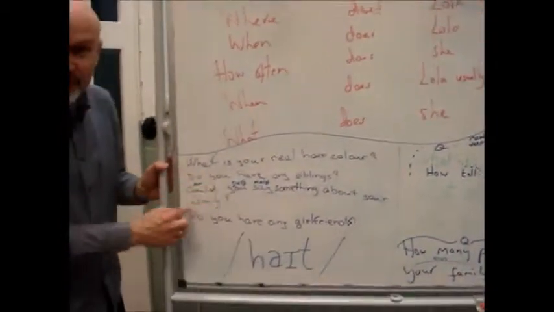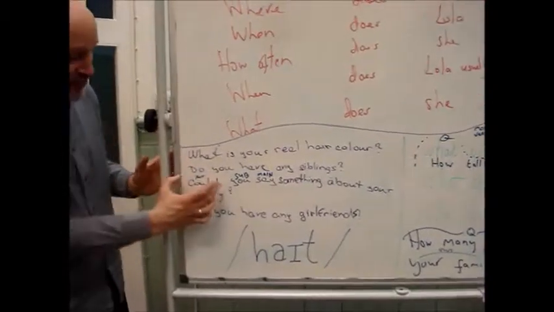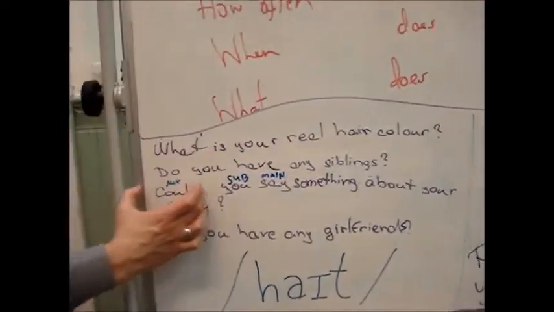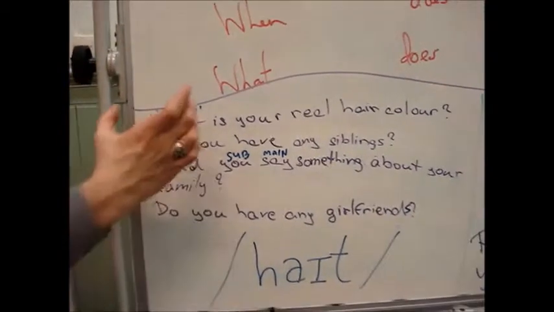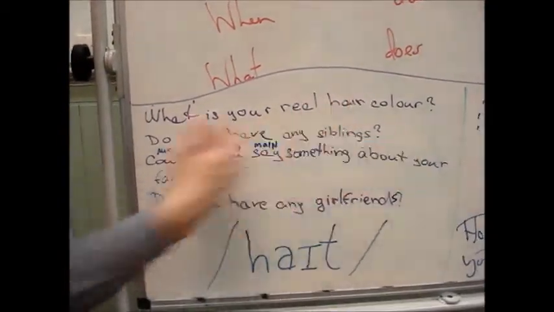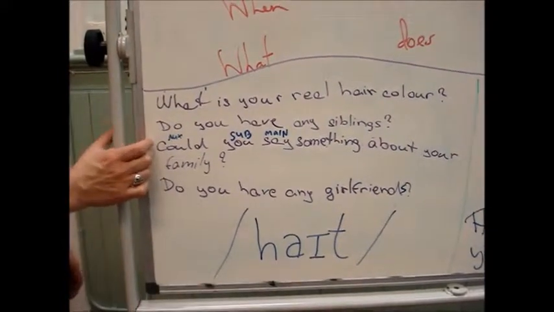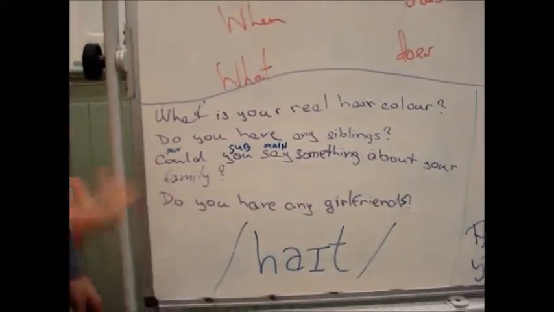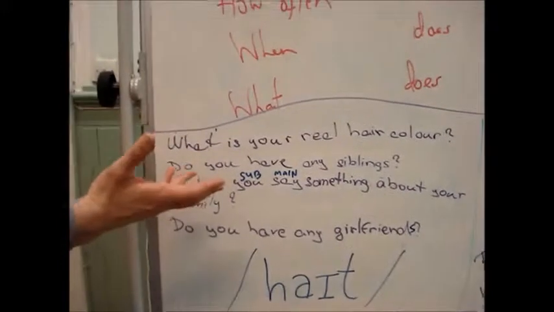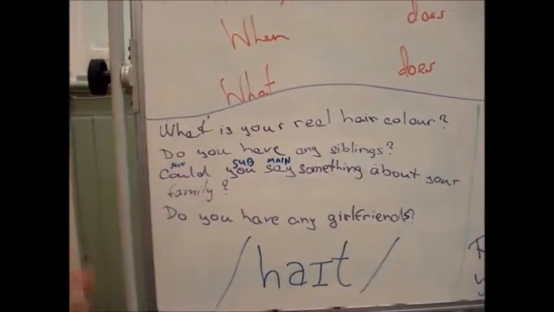Now, what I quite liked over here was that Jana used a different modal verb, a modal auxiliary verb, could. She's used it at the beginning, so the answer is still yes or no. Could you say something about your family? And yes, I could, is the answer. So as soon as you use an auxiliary verb at the beginning, the answer is always yes or no.